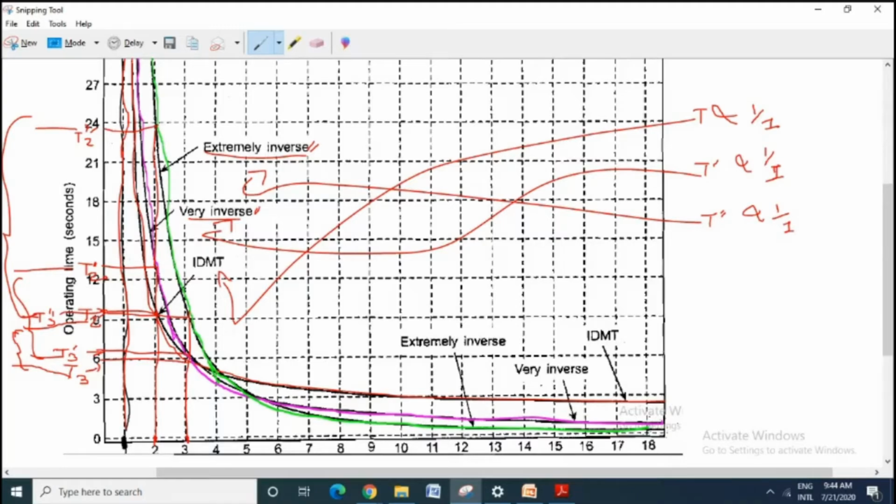And hence we can say the third characteristic, which is represented by T double dash, has the extremely inverse characteristic. The second one, or the middle one, has the very inverse characteristic, whereas the normal time T has the standard inverse characteristic, right? So this is the classification for the inverse time over current kind of relay. So let's go ahead with this.